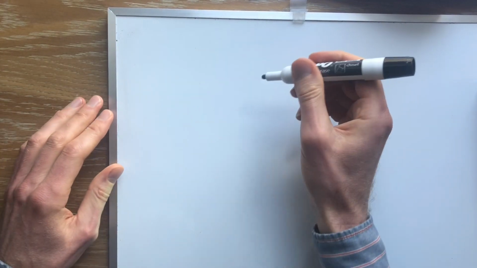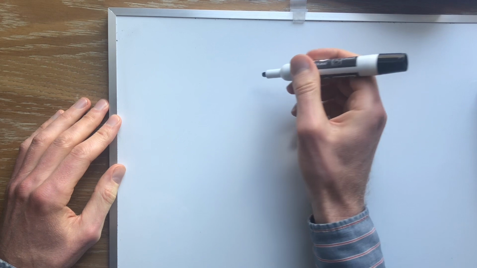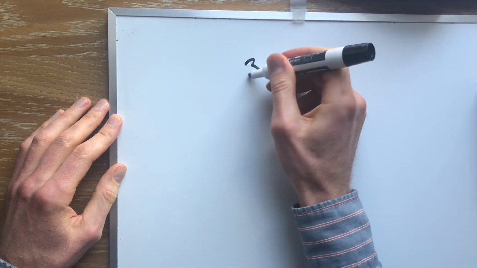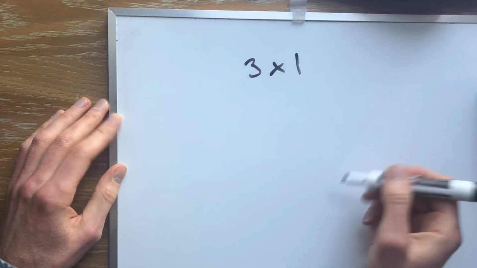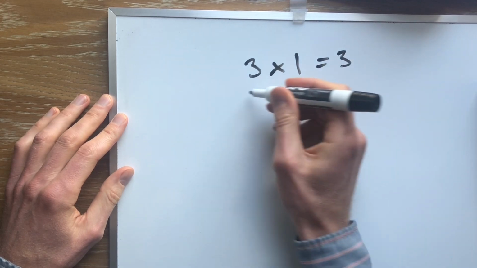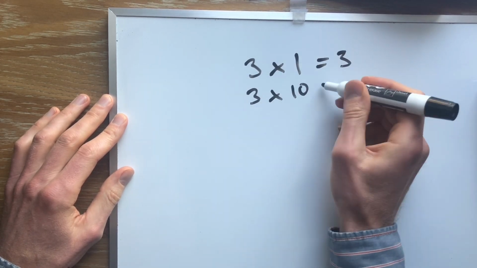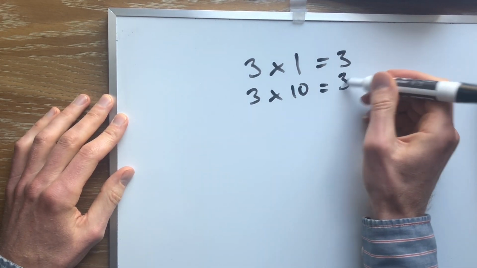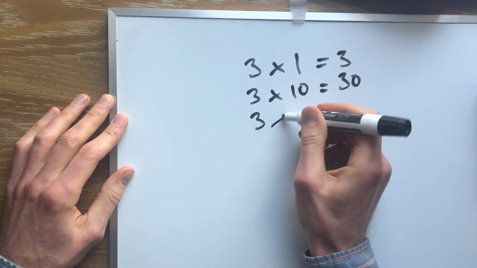Hi guys, we're talking about multiplying with tens and hundreds today. So if you have something like this, let's say 3 times 1, you know what that is, it's 3. What about 3 times 10? 30. What about 3 times 100?